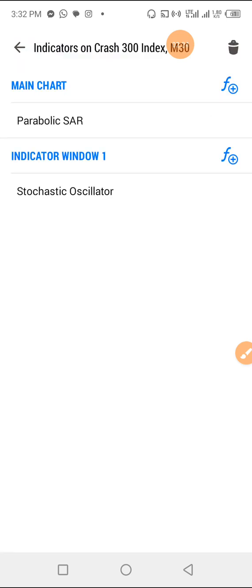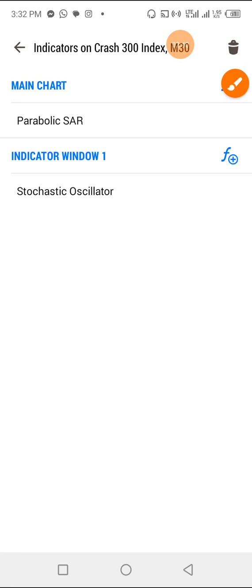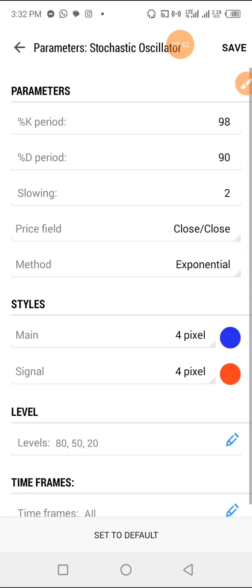After that, the second indicator is the stochastic oscillator. When you click on it, here are the parameters for this very strategy. The K period should be 98, the D period should be 90, the slowing should be 2.